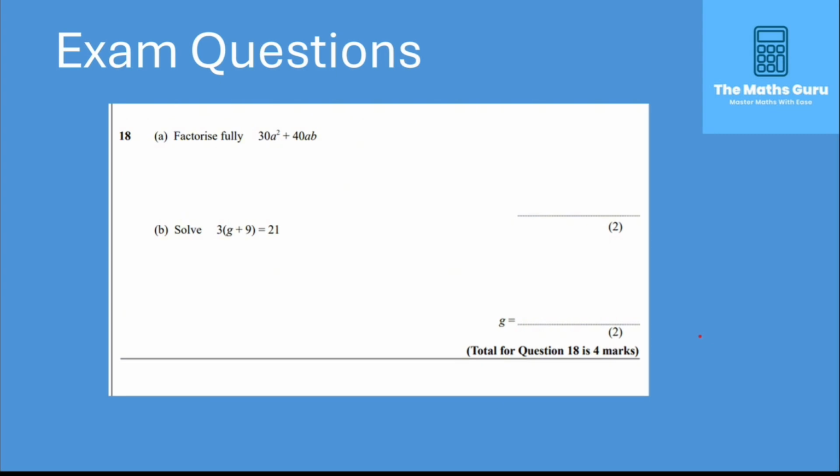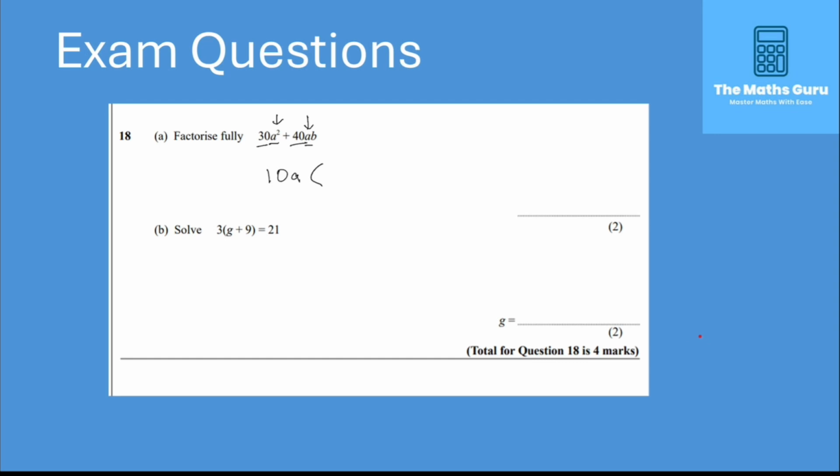Okay, to factorize this fully, we take out the highest common factor between 30a squared and 40ab. First looking at the numbers, we can take out a factor of 10. Then we see that a is common in both, but this one's a squared and this one's a, so we can only take out an a.